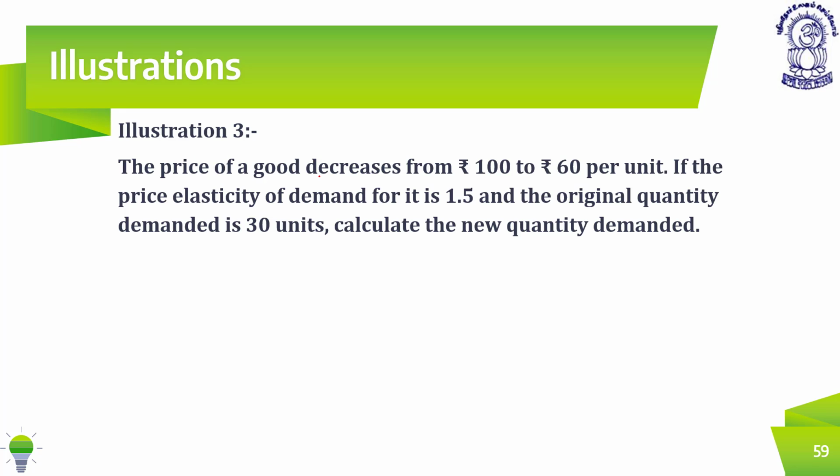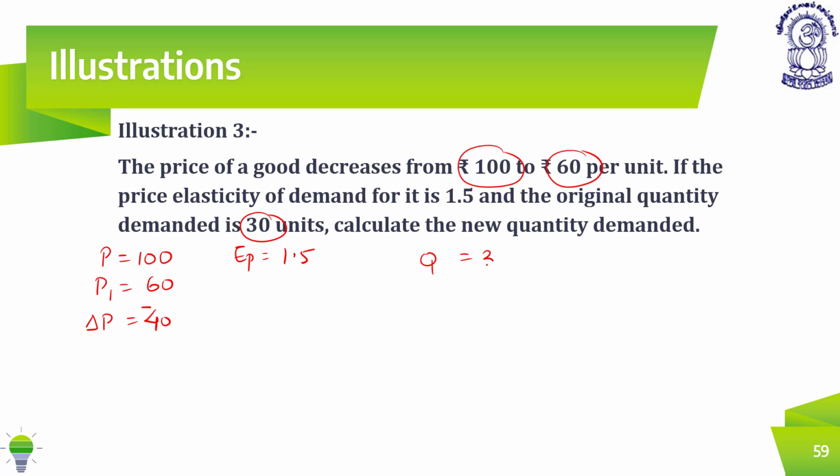The price of the good decreases from 100 to 60 per unit. So P is 100, P1 is 60, change in the price is 40. There's a decrease, so it is minus 40. The price elasticity is 1.5, so EP equals 1.5. And the original quantity demanded is 30. So Q equals 30.